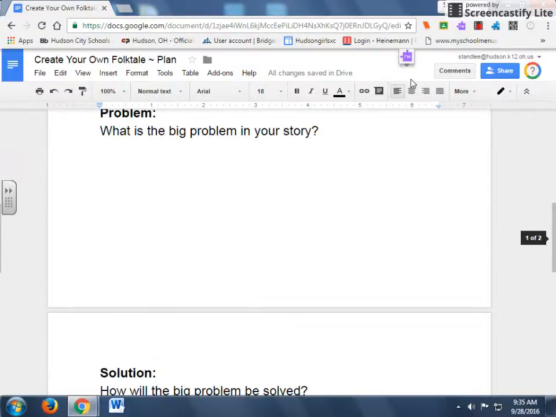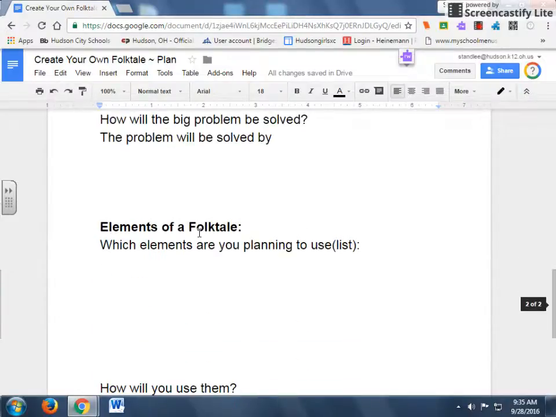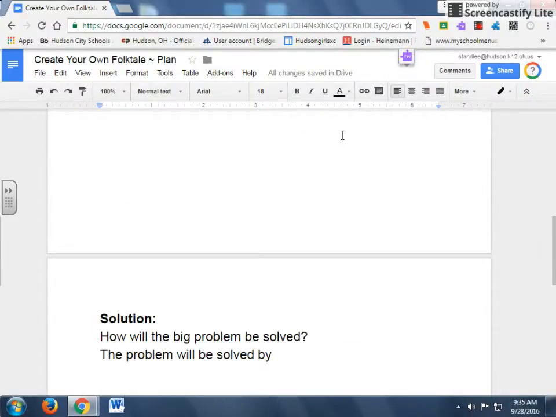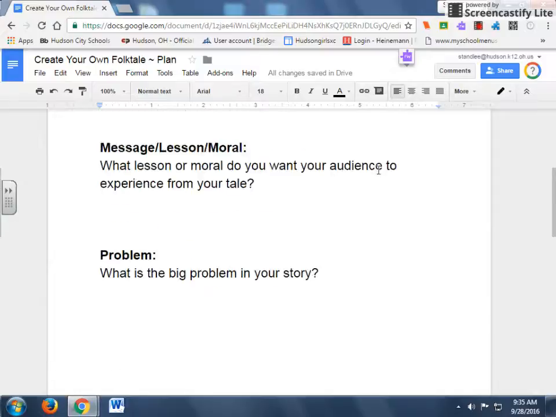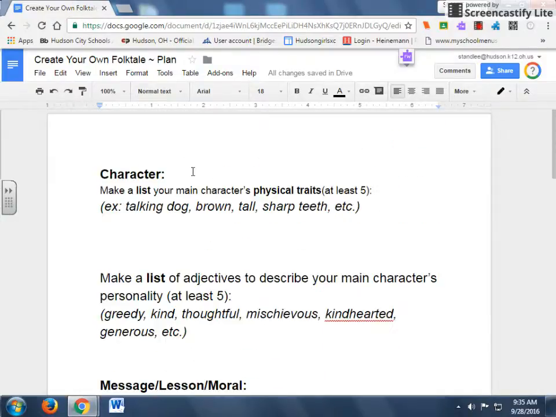So when you're done, you'll see a little turn in button up here in this corner by the word comments. And then when you've finished these pages, you'll click the turn in button and I will write some comments back to you in your Google Classroom.